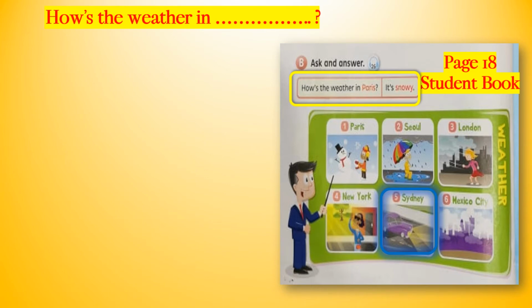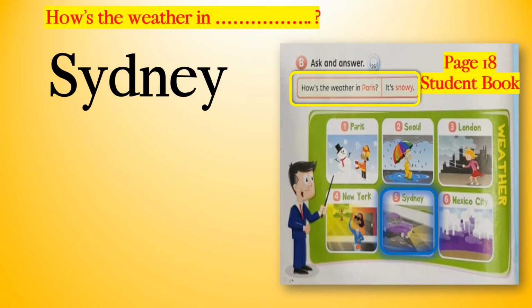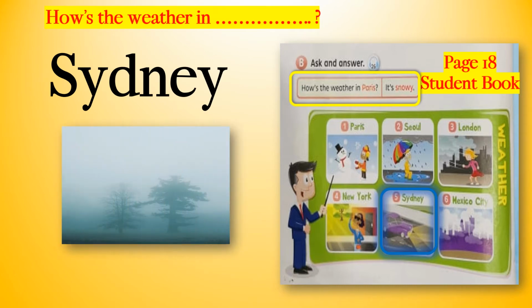Number 5. How's the weather in Sydney? Sydney in Australia. How's the weather in Sydney? Ooh. It's foggy. It's foggy.